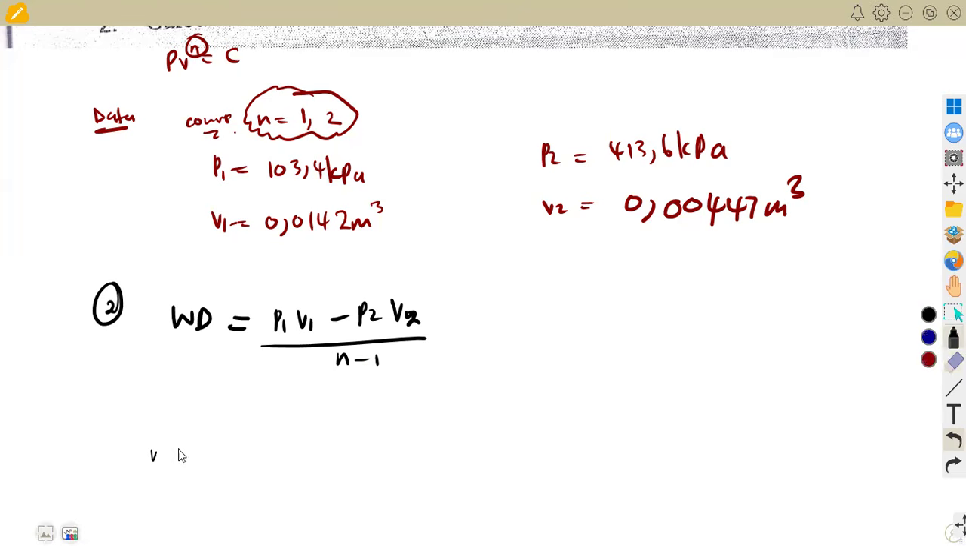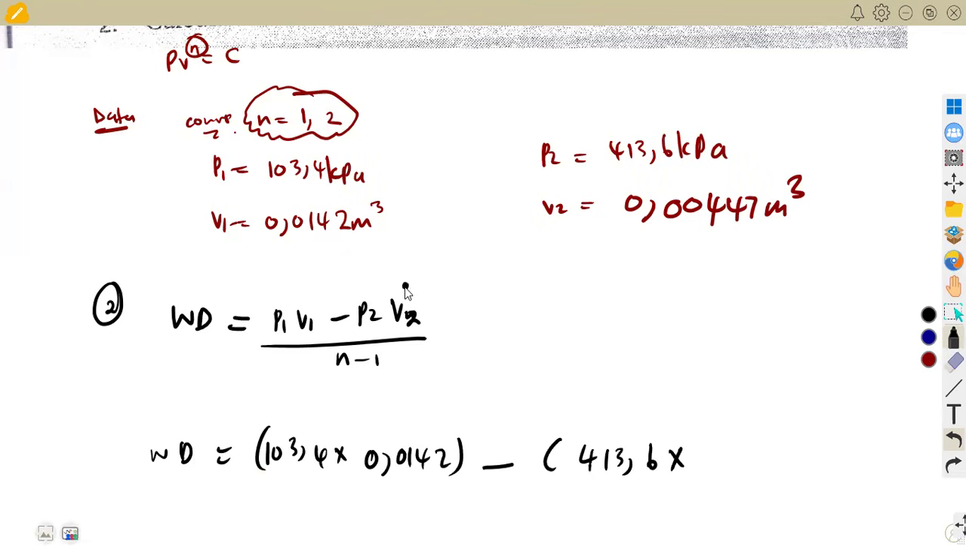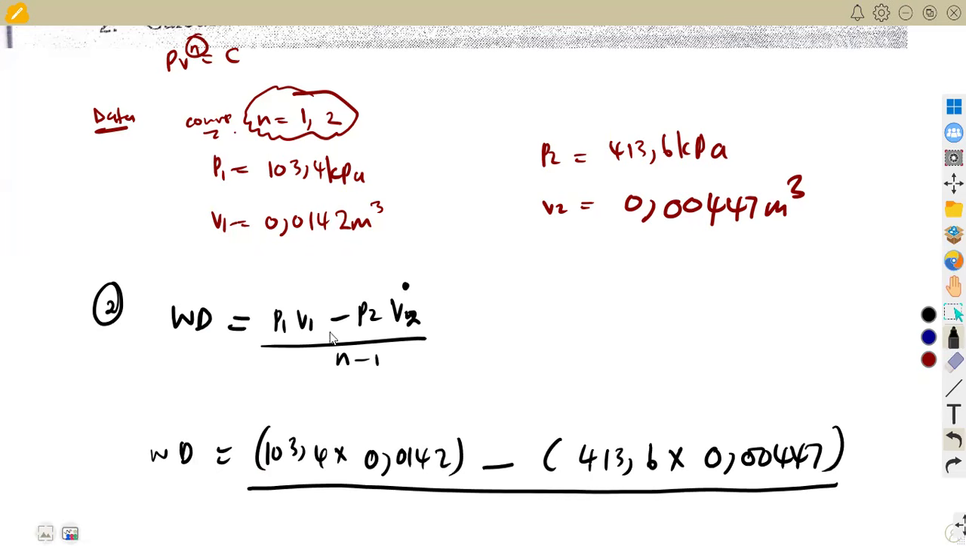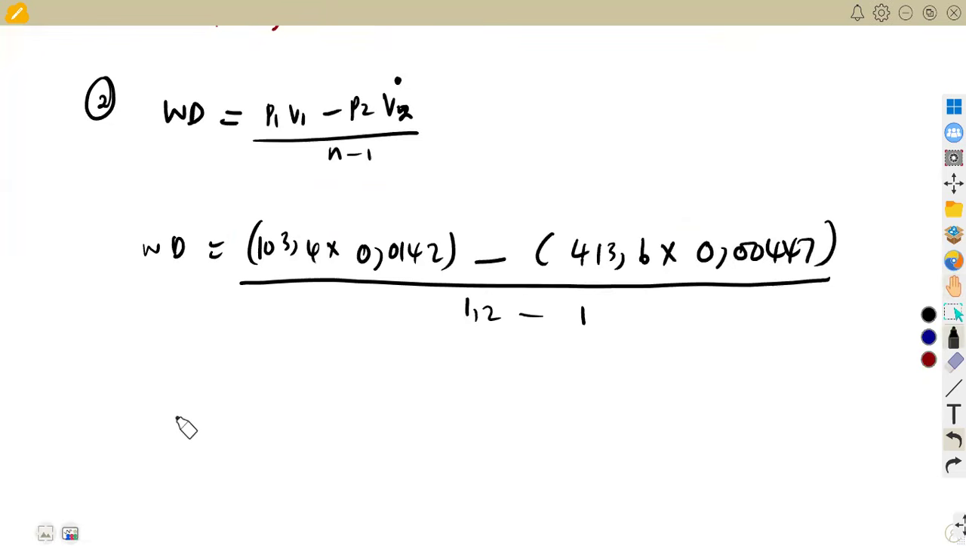We can use this one because we've got everything. The P1 is there: 103.4 times V1, 0.0142, minus P2, which we already have, 413.6, times the V2 we calculated, 0.00447. So that's your calculated value that you're putting there, over n minus 1. What is our n? 1.2, minus 1. So this will give us the work done.